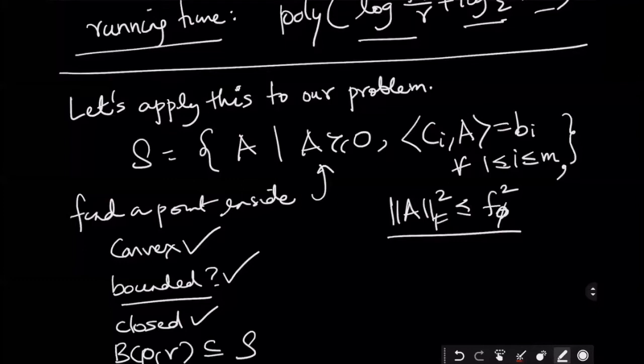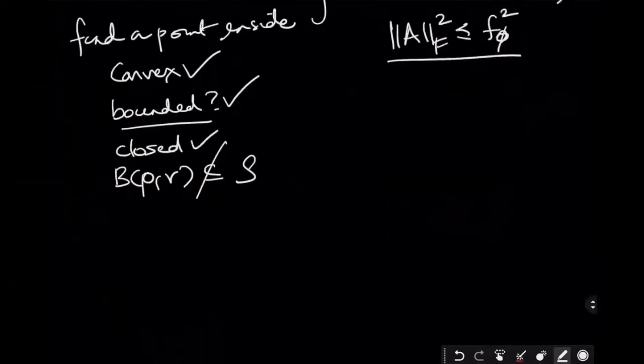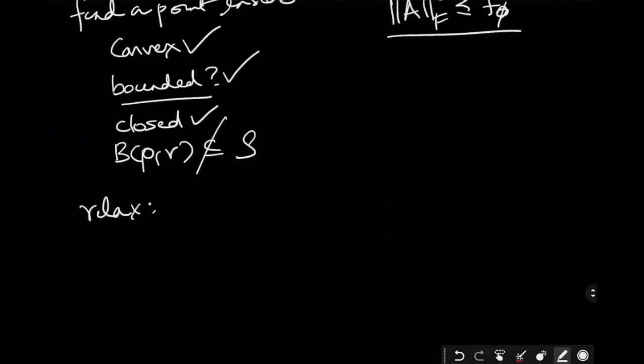And that's because our set is low dimensional. It satisfies a bunch of equations here. So if I take any point and take the ball around it, that's never going to satisfy these equations in general. And so this is actually not true. This set does not contain a small ball. So what are we going to do? Well, we're going to relax our constraints, and try to find instead a point in this set.